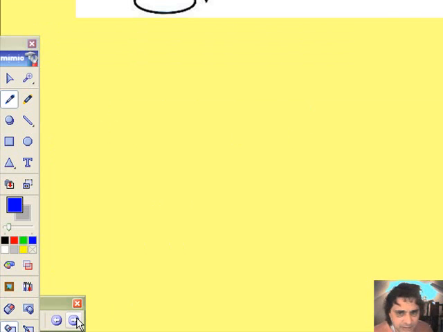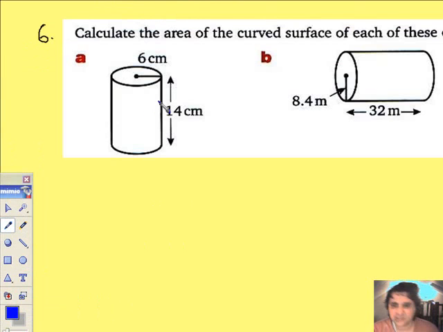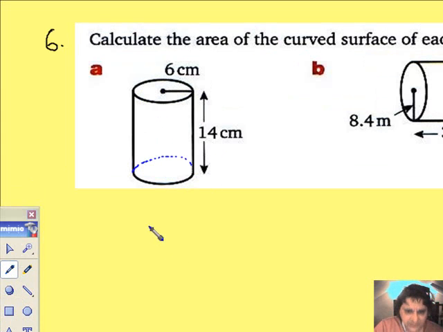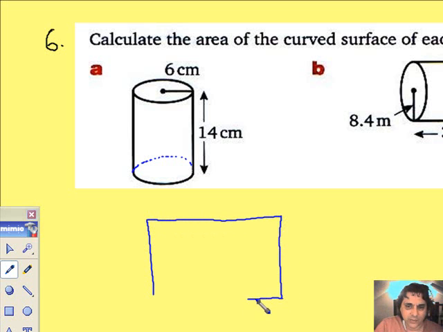Right, question 6, lovely. Calculate the area of the curved surface of each of these. Well, I didn't do part C because it's just too much. Now look, curved surface, it wants the area of this part unravelled. In other words, not the bottom, not the top. If I was to take off the top and the bottom and throw it away, I'd get a hole through it, wouldn't I? Put my hand through it and wiggle. If I unravel this curved surface, it is in fact a rectangle.